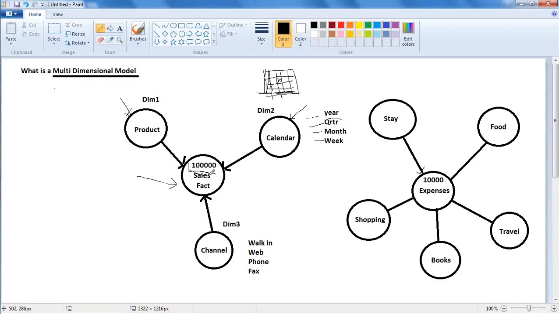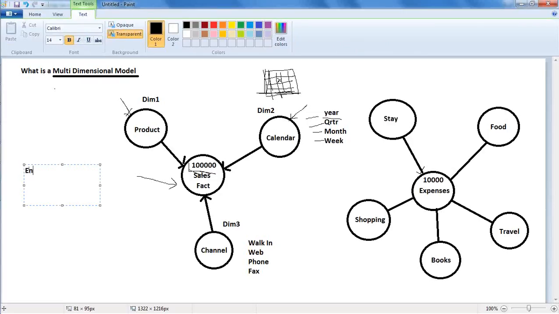So in data modeling, we have a normal data model, which is ER modeling, entity relationship model, which we use for our OLTP applications, and the other is the multi-dimensional model, which we define for the reporting application.